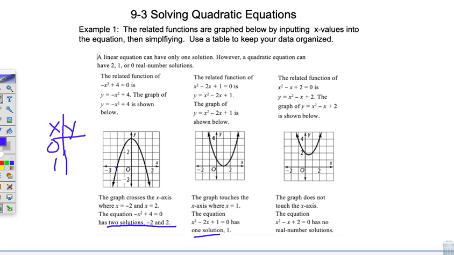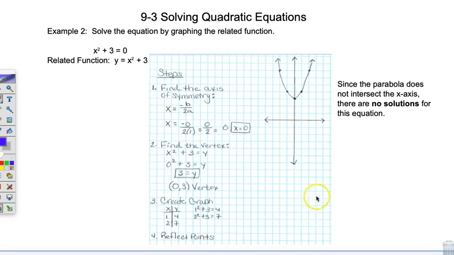Let's go on then and do some. I've used graph paper here, and you can see I've done the entire problem, but we're going to go over it. Here we have an equation, x squared plus 3 equals 0. I did the related function. Again, it's just equal to y now. Here are the 4 steps that you're always going to follow. First, find the axis of symmetry. Remember, that is going to be the complete center of your parabola.